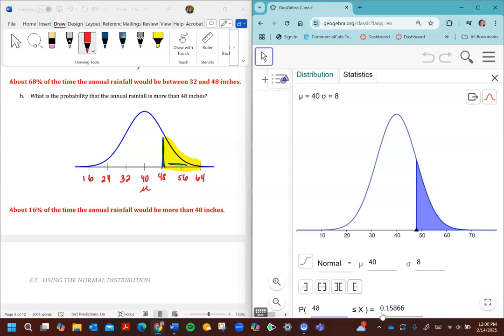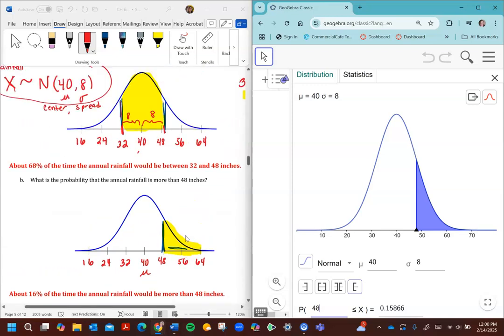And with this, we get more precise, 0.15866. We'll do more problems using the normal distribution. I just wanted to show you briefly how they compare.